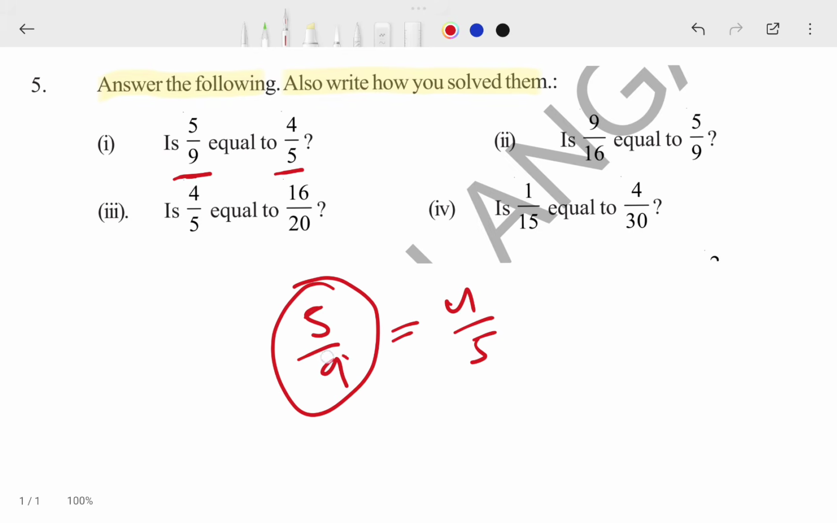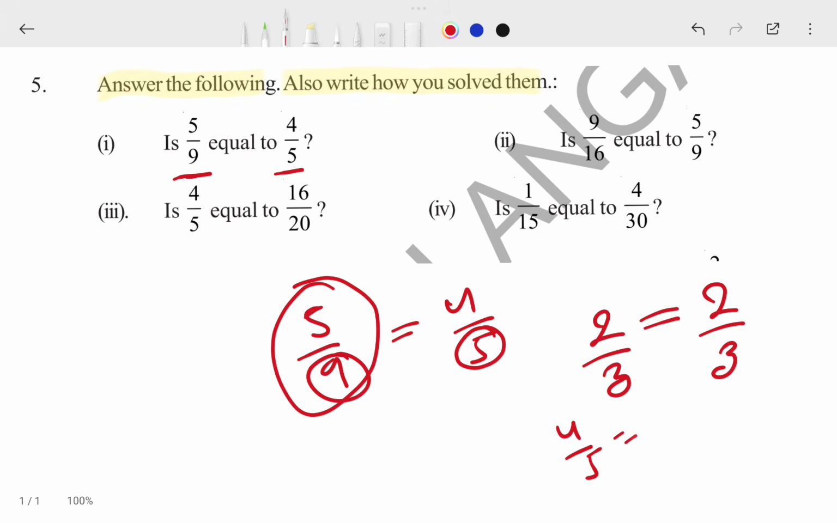So if you see, this is 9 and this is 5, both are different. For them to be equal, we know that if it is 2 then it has to be 2, if the bottom of the number is 3 then the bottom of the other number has to be 3. This is called equal numbers. Like this is 4 and this is 5, and here also this is 4 and this is 5, then we can say this is an equal number. But here we are looking at 5 by 9 and 4 by 5, both are different. So it means this number is not equal. So is 5 by 9 equal to 4 by 5? No, it is not equal. We already know that.